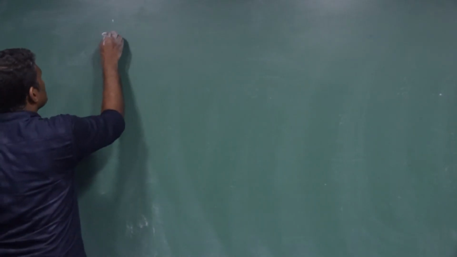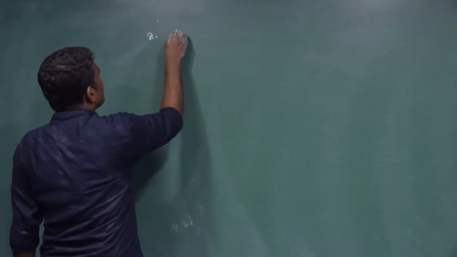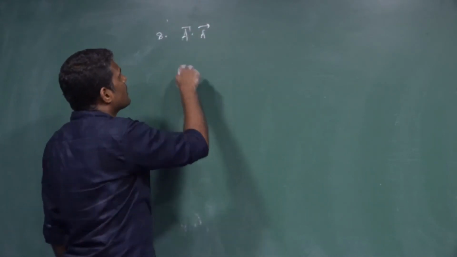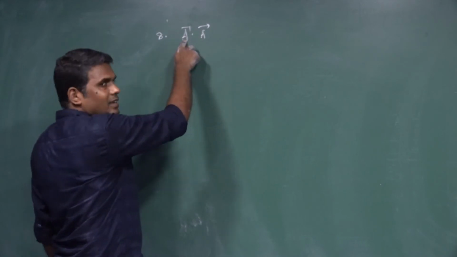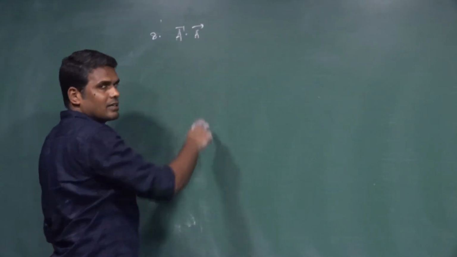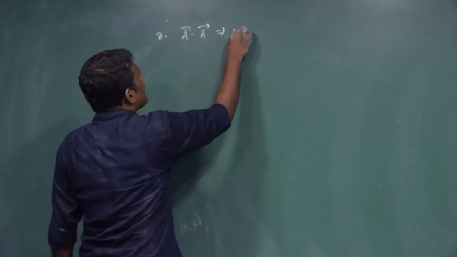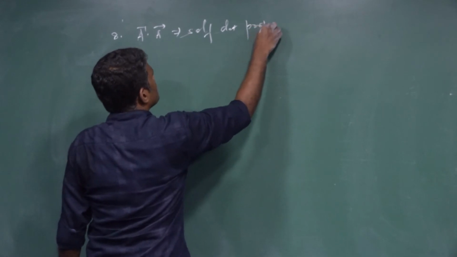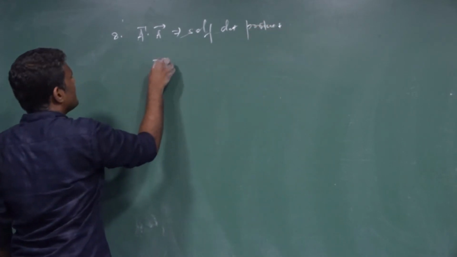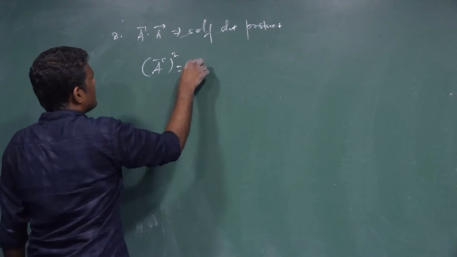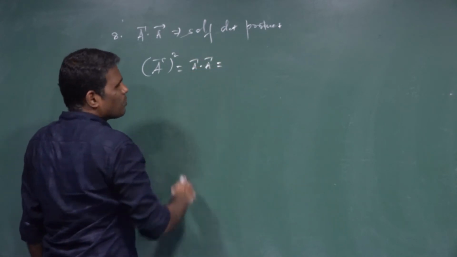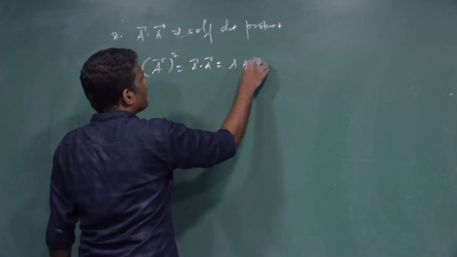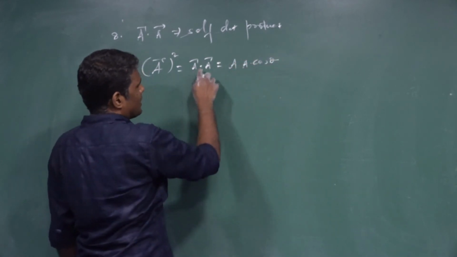Next property: the scalar dot product of a vector with itself. When a vector A is taken in a dot product with the same vector A, it is called the self dot product. So we can say here A vector square is equal to A vector dot A vector. How will you represent A vector dot A vector? Magnitude of A vector, once again magnitude of A vector, cos of the angle theta between the two vectors.